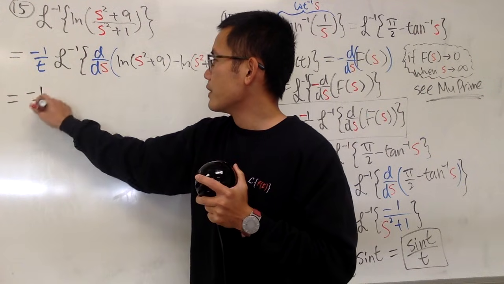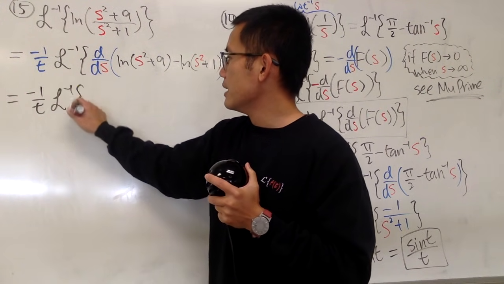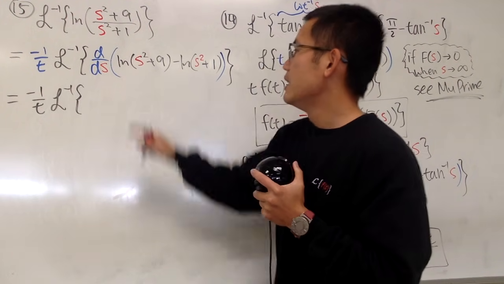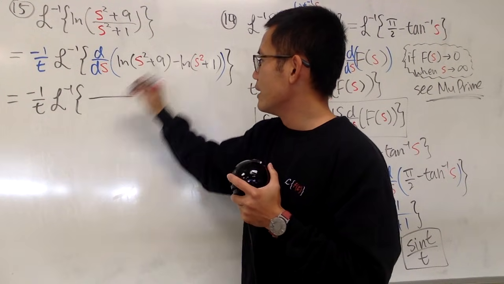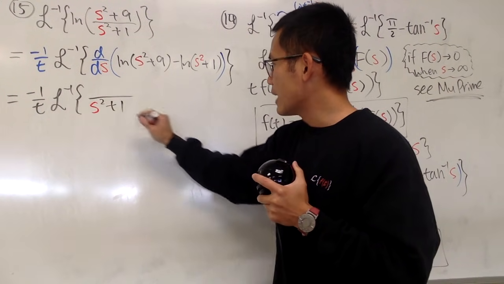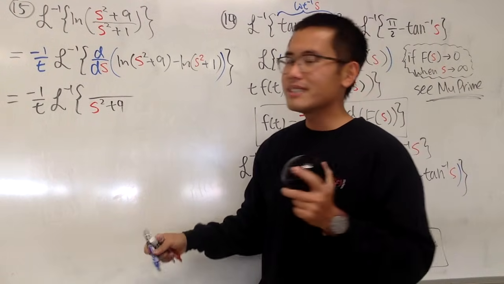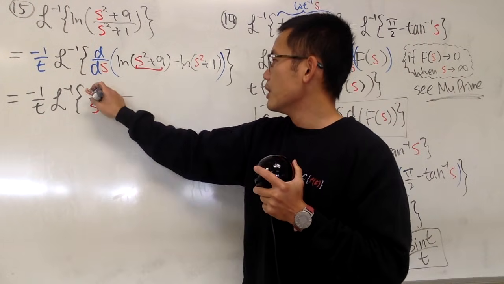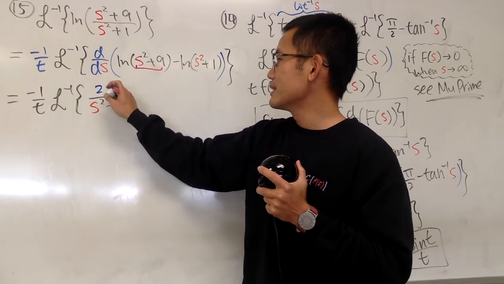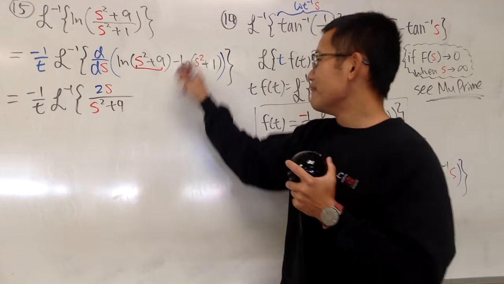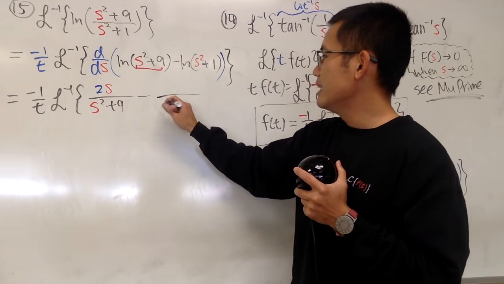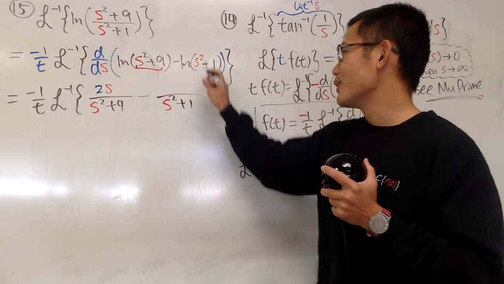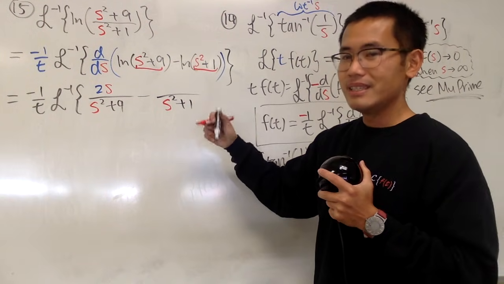Here is negative 1 over t, and then we still have the inverse Laplace. So differentiate this. Finally, we can use the chain rule. The derivative of this is 1 over s squared plus 9, but the chain rule says we have to multiply by the derivative of the inside, so we get 2s, like that. Minus the derivative of this is 1 over s squared plus 1 on the bottom. And again, we have to use the chain rule, so the derivative of the inside is also 2s.